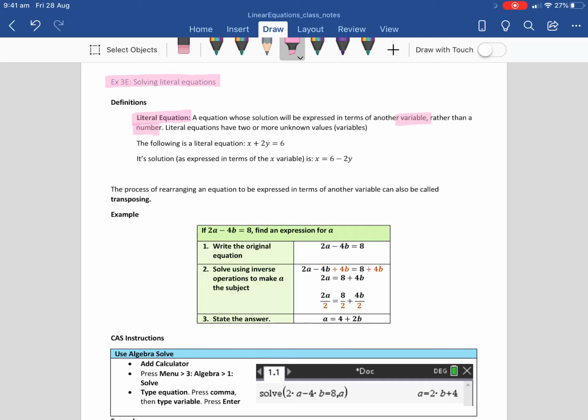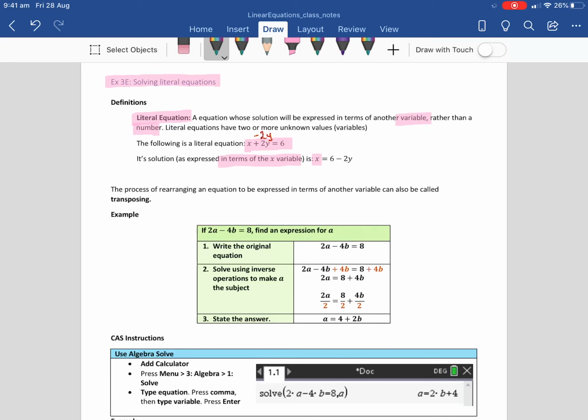So, for example, this equation, okay, you've got x plus 2y equals 6, so you've got two variables, more than one. Then its solution, if it's asking you to express it in terms of the x variable, that kind of means it wants x by itself, so x on its own side, so x equals something. So with a literal equation, you're not going to get an actual number solution, but you're going to get this one, x equals. So the difference from the last equation is that it's subtracted 2y.